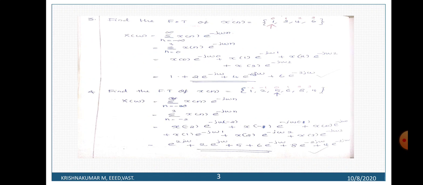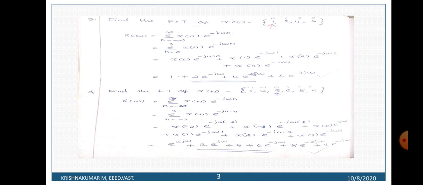So X of omega, our fundamental equation is sigma n is equal to minus infinity to infinity x of n e raised to minus j omega n, which is equal to sigma n is equal to 0 to 3 x of n e raised to minus j omega n. Because our sequence is a finite right-sided sequence, it starts from 0 and it ends at 3. So our summation is limited to 0 to 3.